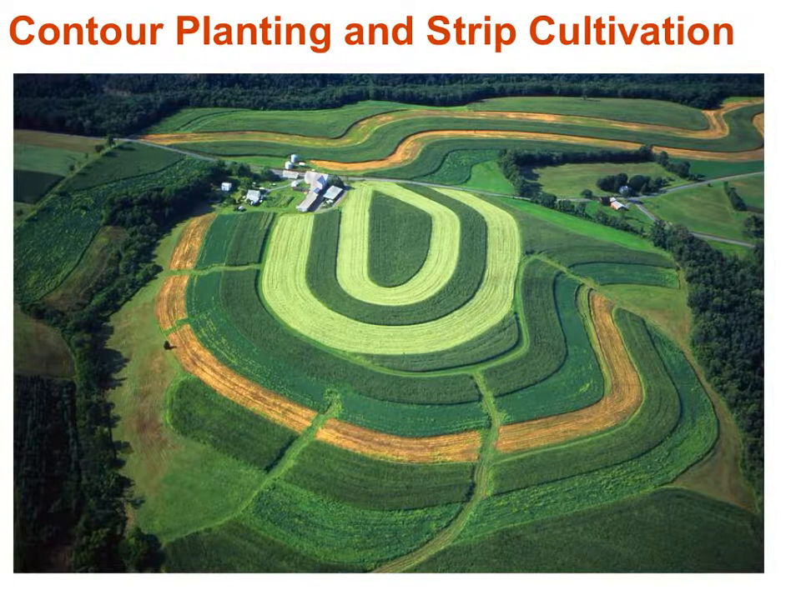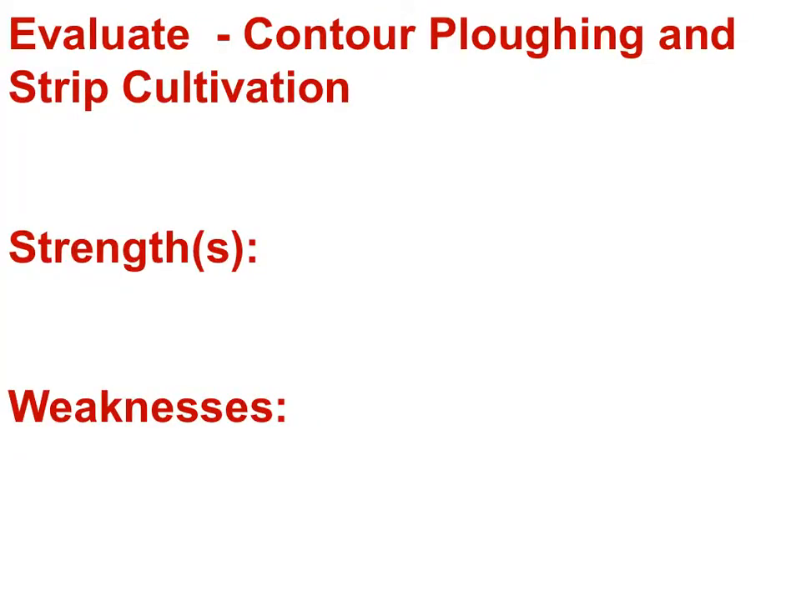Here is another image from the air of contour plowing and strip cultivation. While erosion is reduced and the farm has greater biodiversity, the planting and harvesting take more time, and the farm profits depend on the species planted. Can you evaluate contour plowing and strip cultivation?